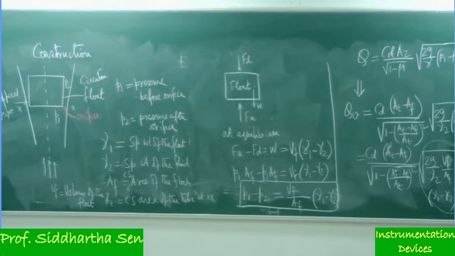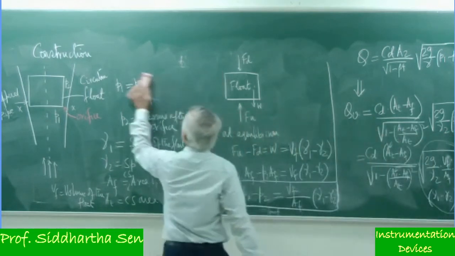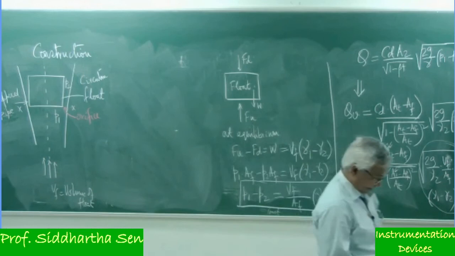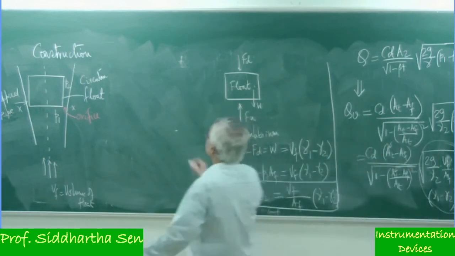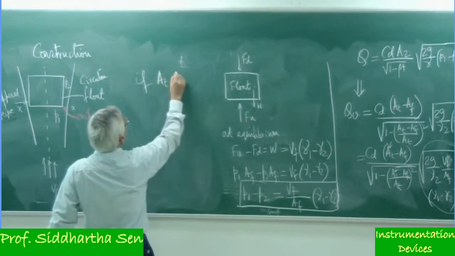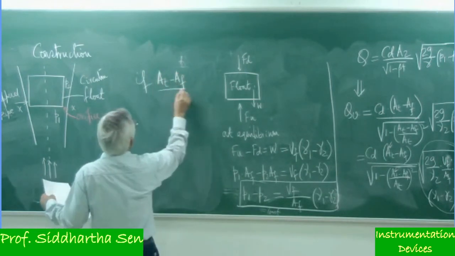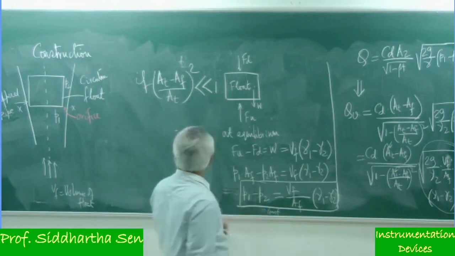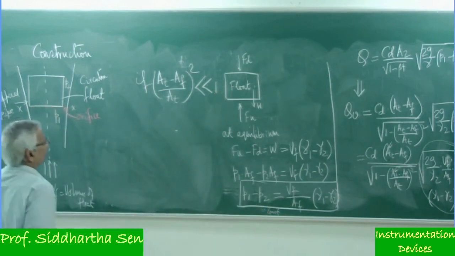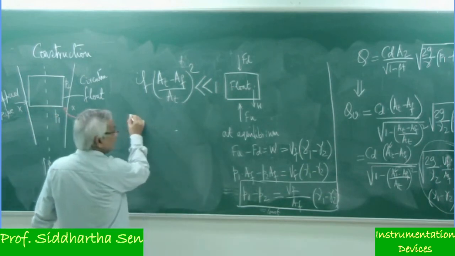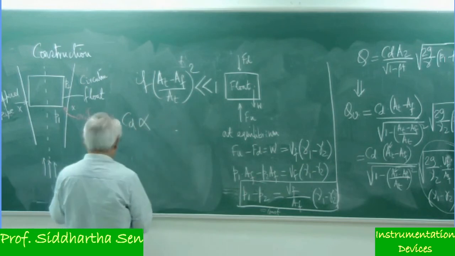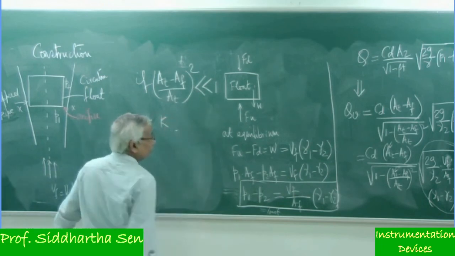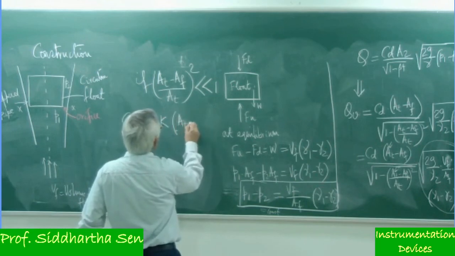And we can further simplify that if (AT minus AF) divided by AT, whole square, is much smaller than 1, because the flow area is very small compared to the float area, then I can say that CD is equal to some constant into what is varying, AT minus AF.